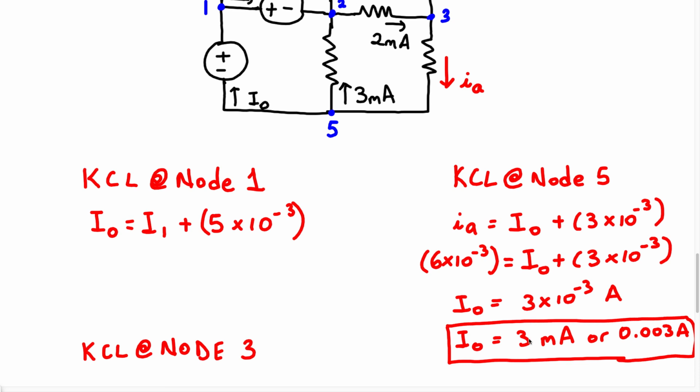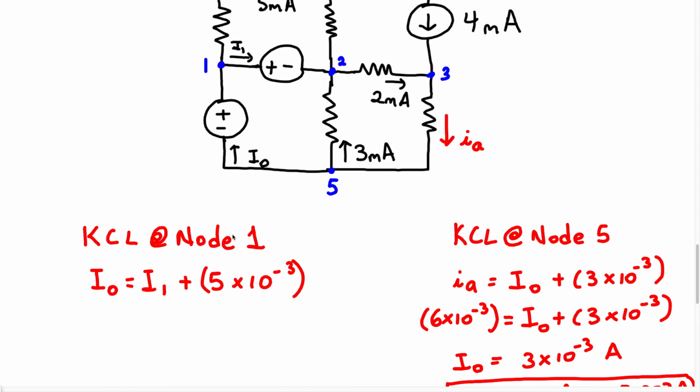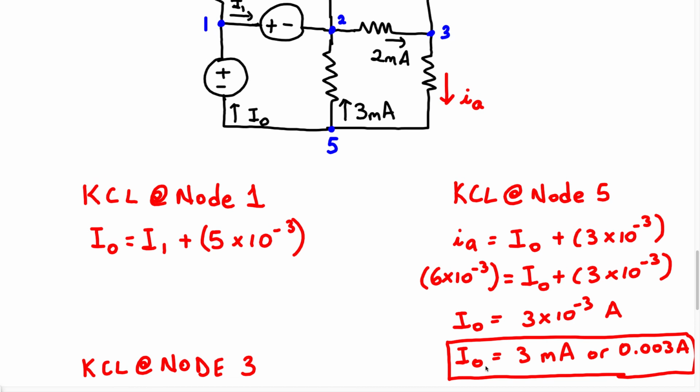Okay, now that we have I0, when we look back at our first equation that we wrote, which was the KCL for node 1, we also had an equation, and this equation formed the relationship between I0 and I1. Now because we just found out what I0 is, all we're going to do is plug this value into this equation and solve for I1. Therefore we can write this as, we know I sub 0 is 3 milliamps. I'm just going to write it as 3 times 10 to the minus 3 equals I sub 1 plus 5 times 10 to the minus 3.